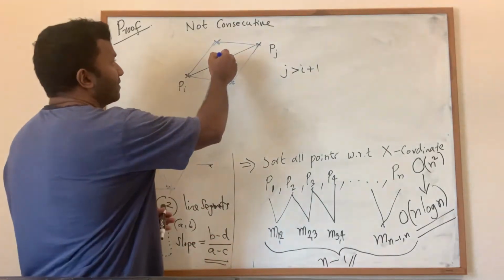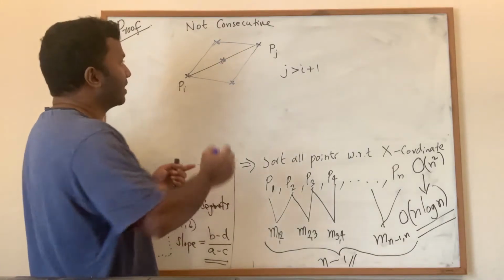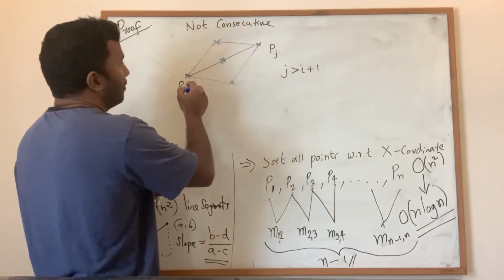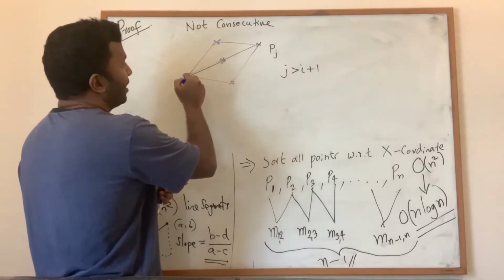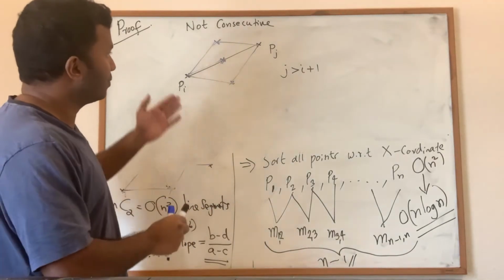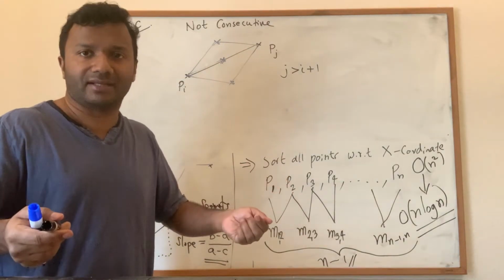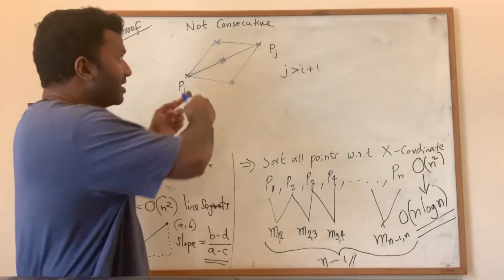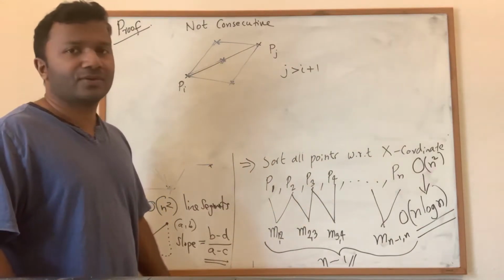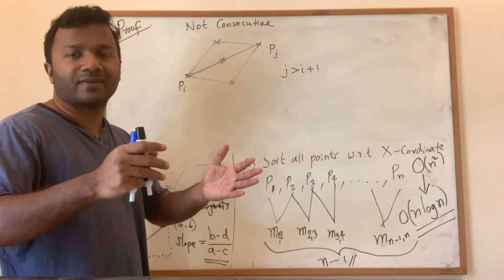Now, what happens if the middle point is on the line? If the middle point is on the line, then the slope of the main line is the same as the slope of the line from this point to the middle point. Even in that case, we don't have to really worry about the slope between Pi and Pj, because there is another candidate. There is another line segment with a shorter length, that means between two closer points, right?